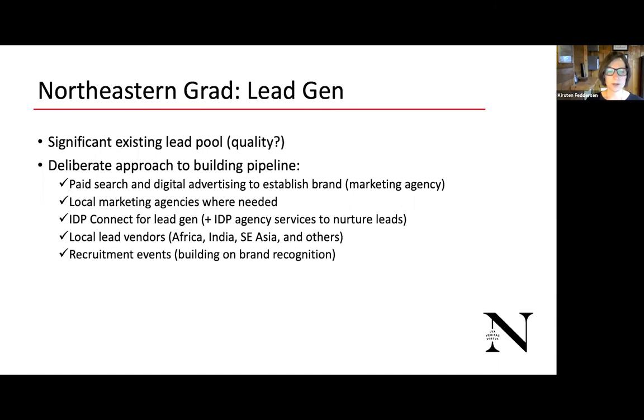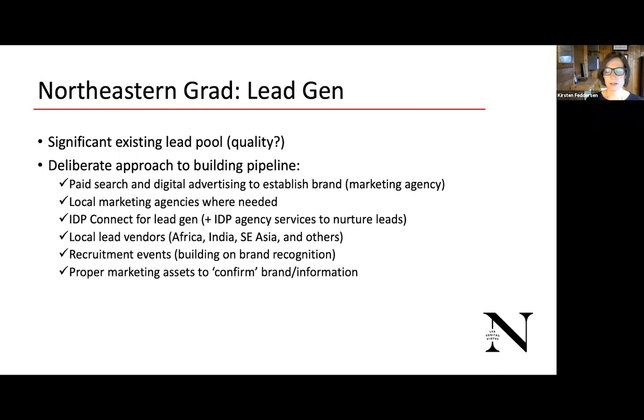We then also, as most others, rely on recruitment events. A lot of this is for building the brand recognition, but also in some cases, building on the brand recognition that's already been established. So the theory is that we're out there building our brand through paid search and digital advertising, and then when we go to the fairs, in a lot of cases, the students will already know who we are, and so we can continue the conversation from there.